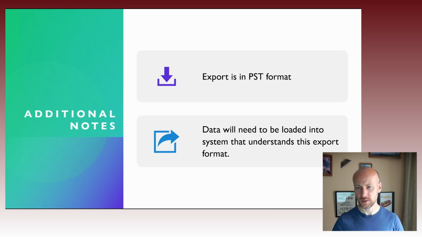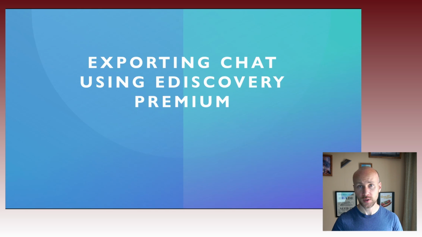All right, and some additional notes: this is a PST format. Like before, we can go in, poke around, look at it, get a preview. But ultimately, we need to load this data into some kind of legal system for document review. So at this point, you might be asking, well, not having attachments is actually pretty bad. Is there a way to export chat data with attachments? And yes, there is. We'll need to use eDiscovery Premium, and the export format is going to be HTML. Unfortunately, that's the only way to do it.